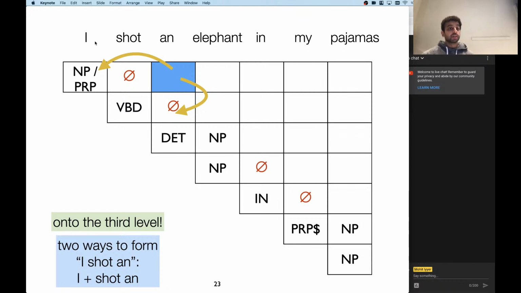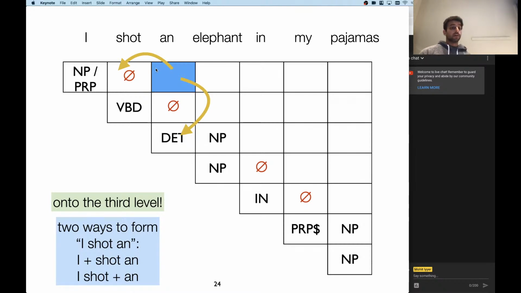Here we're looking at the phrase "I shot an". There are actually two different ways to form this phrase. The first way is to combine "I", which is spanned by this cell, with "shot an", which is spanned by this cell. We see that there's no way to form "shot an" in our chart, so there's no way to form anything in this cell with "I" and "shot an". Similarly, there's another way to form "I shot an". We can take the phrase "I shot" and see if anything forms that phrase, and then combine it with whatever can form "an". So you see that there are two possible ways now to span this cell, "I shot an".